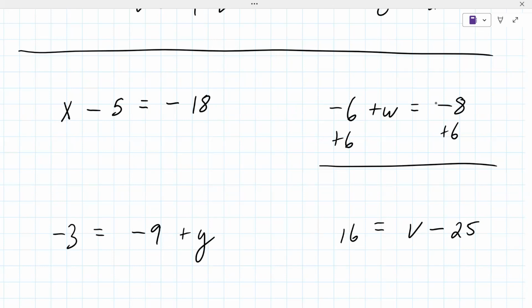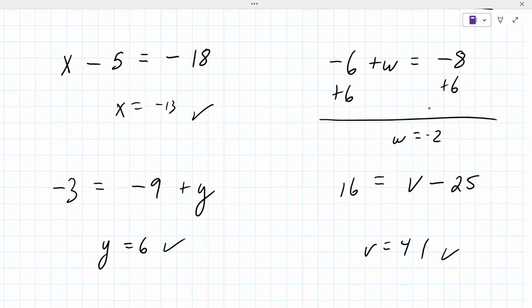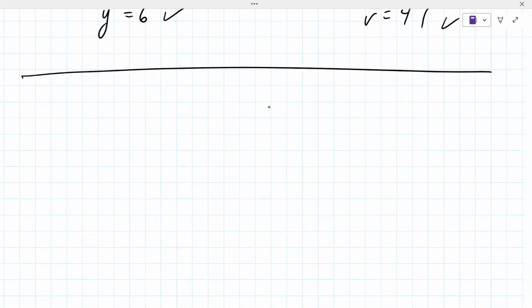I got my answer. Okay, go ahead. For X, I put X equals -13. Y equals 6. 6 or negative 6, which is it? +6. Okay, keep going. And we already did W, which equals -2. V equals 41. All right, these are all correct. Okay, we have limited time remaining. Let's do one each. We're going to solve these.